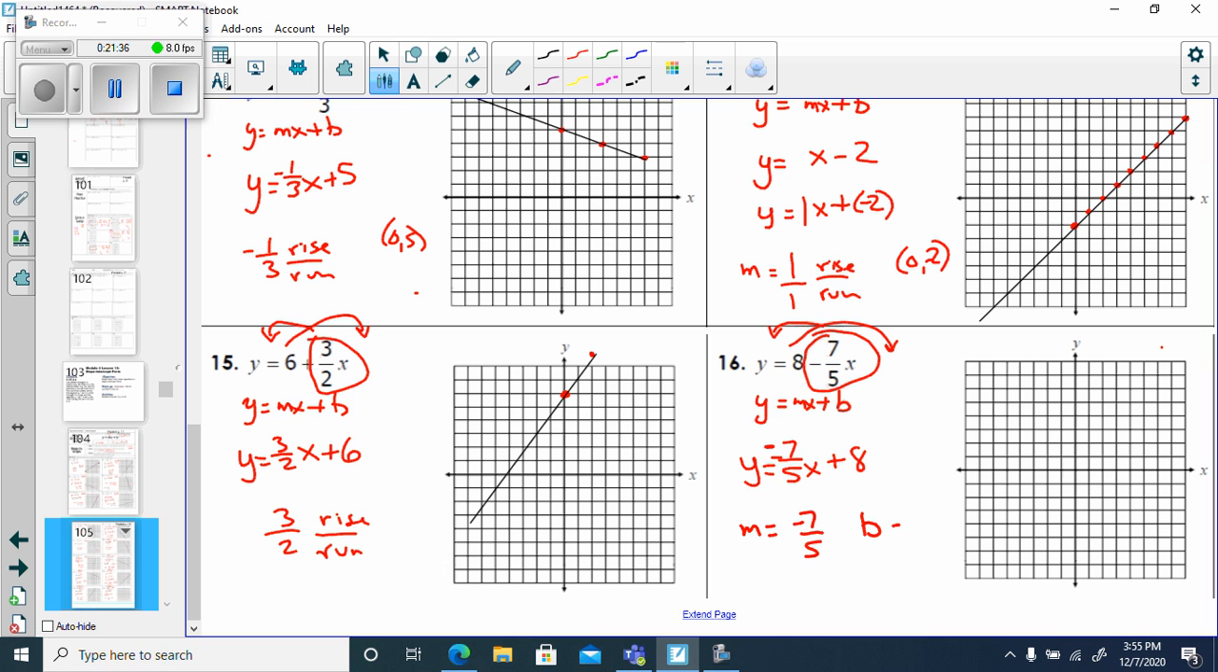Our b is 8. Okay, so we're starting at 8. 1, 2, 3, 4, 5, 6, 7, 8. Then we're going down 7 and over 5. Down 1, 2, 3, 4, 5, 6, 7, and over 1, 2, 3, 4, 5. There's a point. That's as many points as I can get in there. I'm going to draw my line. There, I've got the line drawn. Okay.